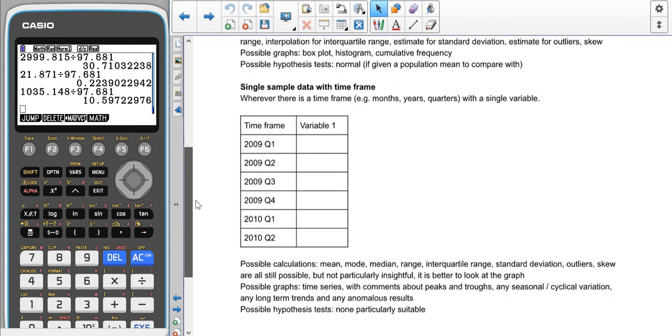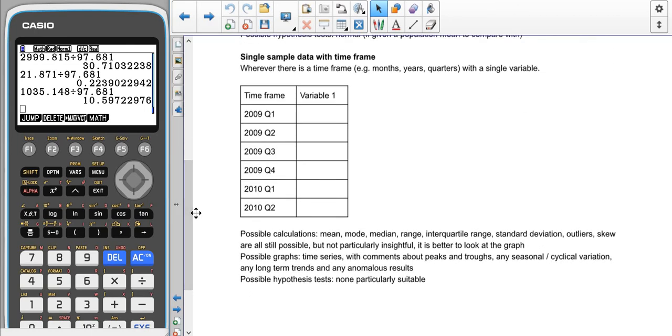So we could be given single sample data that has a time frame, such as this. Here you can see that we've got years and we've got quarters, and time frames can be over any length of time. It could be months, years, quarters, could even be hours and minutes, things like that.